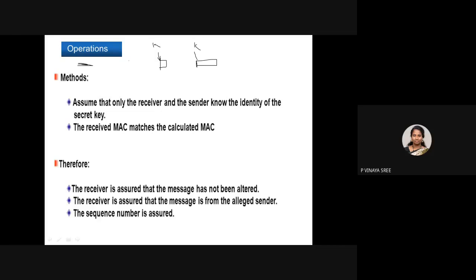The sender will calculate a MAC, and that MAC along with the message will be sent to the receiver. What will the receiver do? The same process the sender has done, the receiver will also do. So the receiver will also calculate the MAC, and the MAC which is sent by the sender and the MAC which is calculated by Bob, both will be compared. If both are the same, then there is no alteration, and the message is from a proper user.